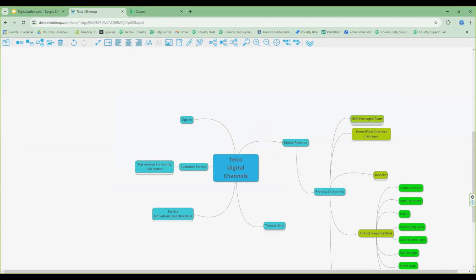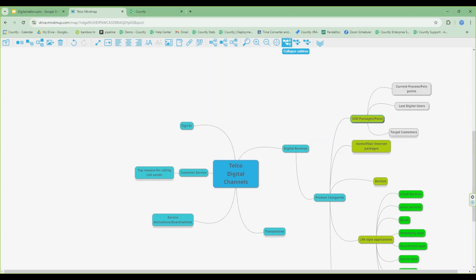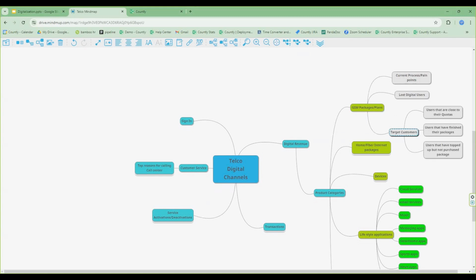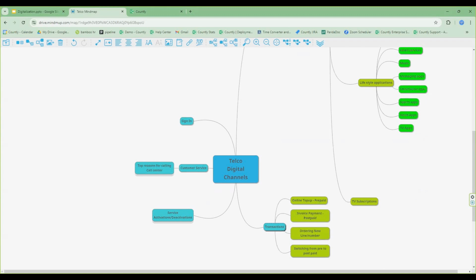So for each one, we need to think through what the customer's journeys would be like. What do we want to measure? How can we attract them into our channel so the revenue is generated through the digital channels instead of the actual stores? Then there are also transactions that are happening. They are topping up their credits. They are paying their bills through their online channels. They can order a new number. They can switch their phone from prepaid to postpaid, these services.